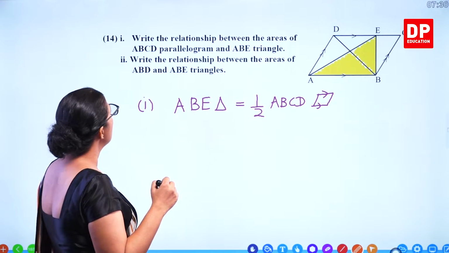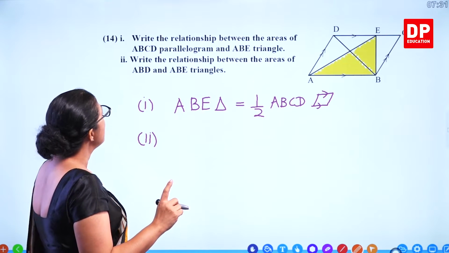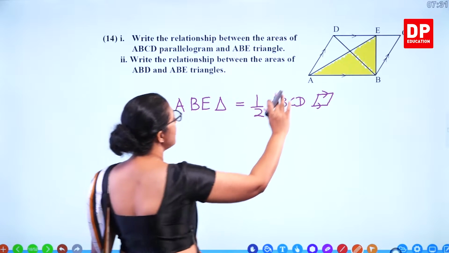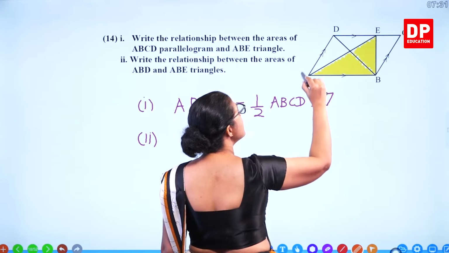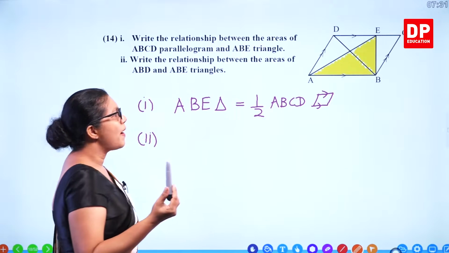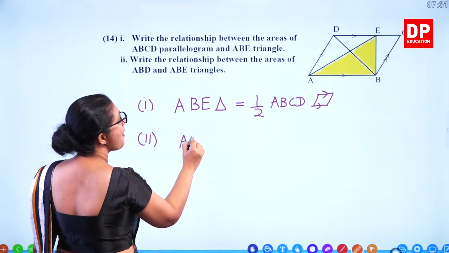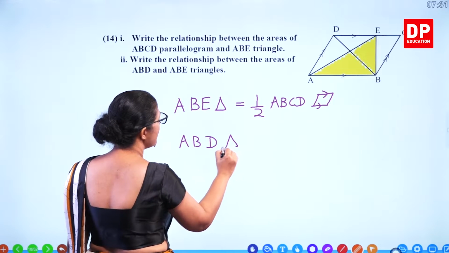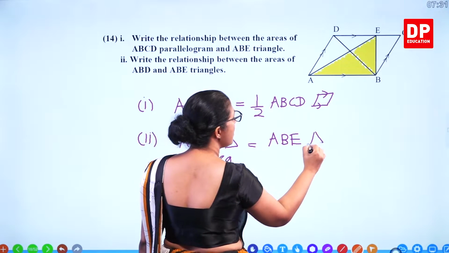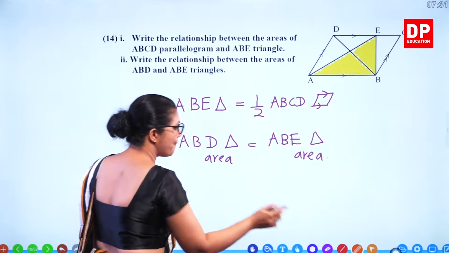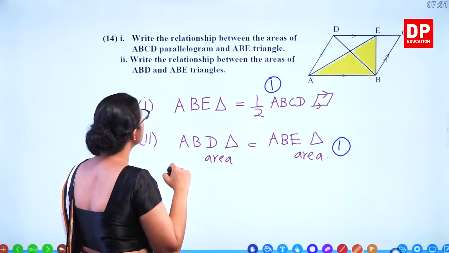So that's the relationship. Then when you take the second part, write the relationship between the areas of ABD now. ABD triangle and AB. What can you say about that? So here same base within the 2 parallel lines AB and CD. Areas are the same. So you can write ABD triangle area is equal to ABE triangle area. Both are the same. So you get 1 mark for this one and 1 mark for this part.